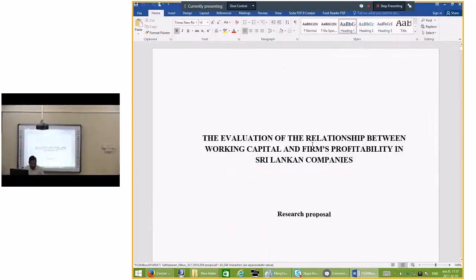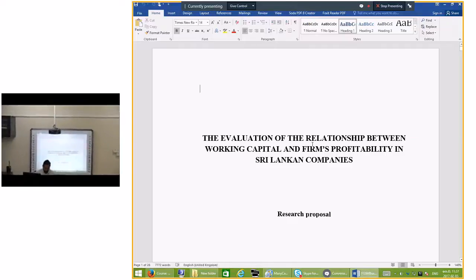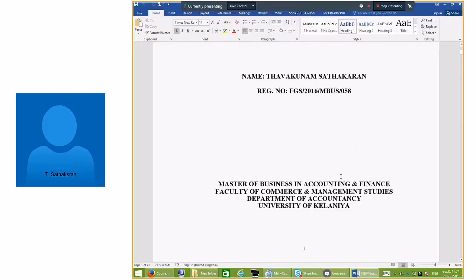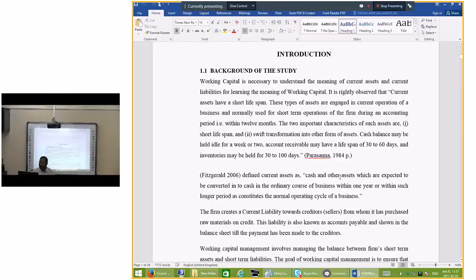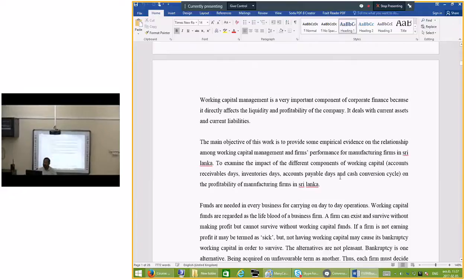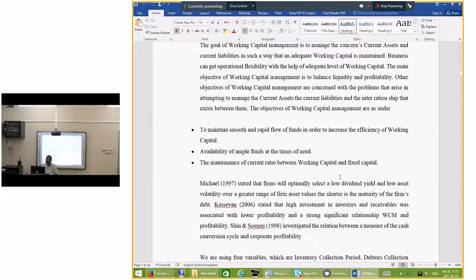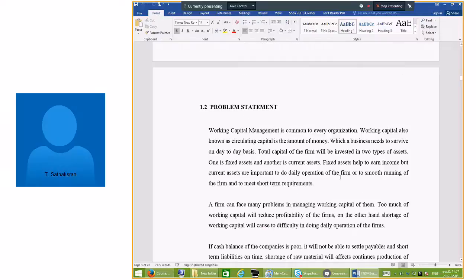Okay, start. Yes, sir. The evaluation of the relationship between working capital and firms' profitability in Sri Lanka companies. Working capital is necessary to understand the... Okay, now, no. I asked a very simple question that is very clear. What is your objective? Yes, sir. Objective. I have written 4 objectives, sir.